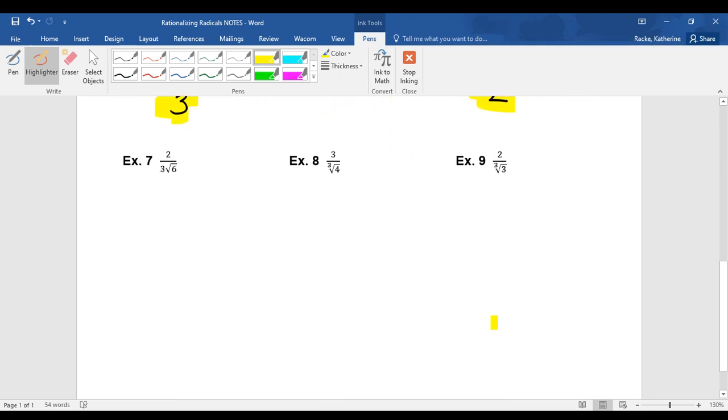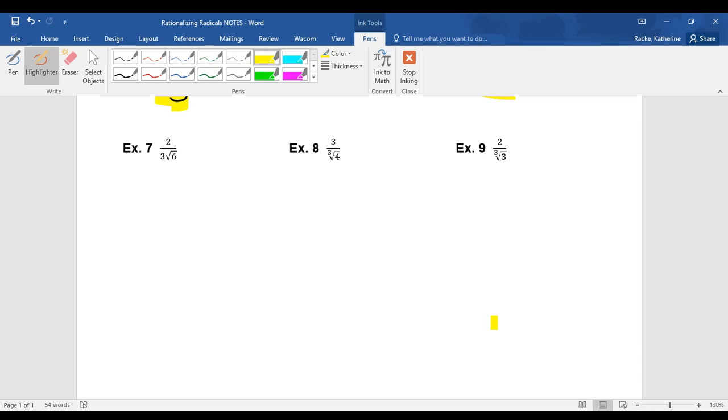All right, example 7. I have 2 over 3 square root of 6. So just like in the last couple, we're going to multiply the numerator and denominator by the square root of 6. We're doing this because we can never have a square root in the denominator like we talked about before. So when I do this, this would become 2 square root of 6. Remember, it has to be a radical for me to be able to multiply them. If not, I'm just going to be multiplying that 2 by the 1 in front.